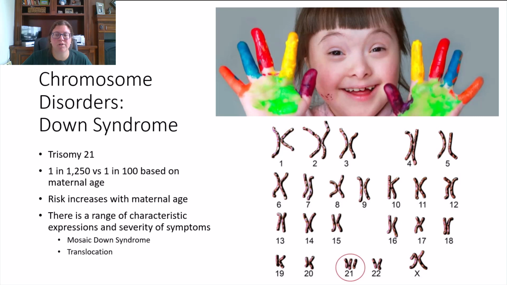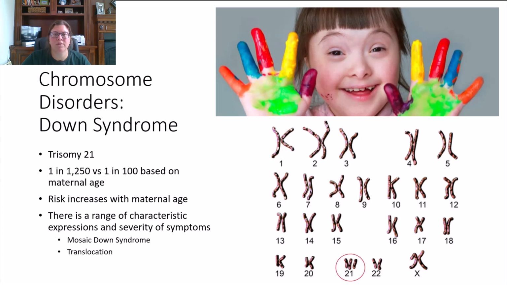Oftentimes, children with Down syndrome require physical and occupational as well as speech therapy, as well as additional educational and medical interventions as needed. In about 5% of Down syndrome cases, there are 2 other types of Down syndrome expressions that can occur. The first is called mosaic Down syndrome. This is when trisomy 21 isn't present in all of the body's cells. So essentially, it is a partial expression of Down syndrome.